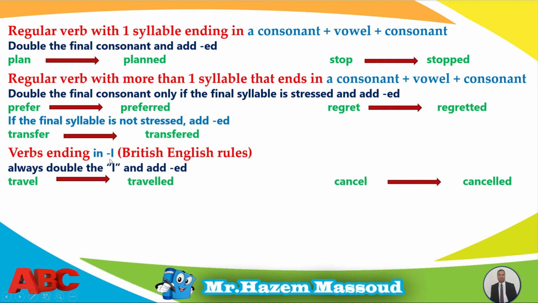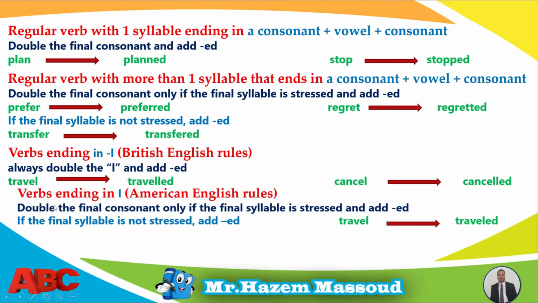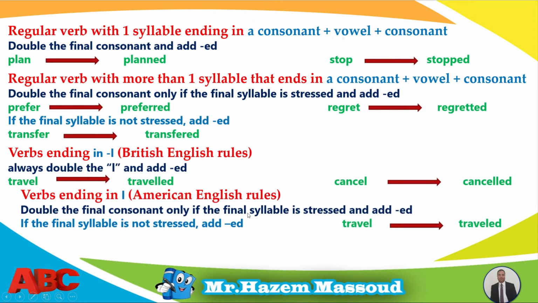For verbs ending in the letter L, in British English rules, always double the letter L and add ed. Travel, travelled, cancel, cancelled. And in American rules, I double the final consonant only if the final syllable is stressed and add ed. If the final syllable is not stressed, only add ed. For example, travel, traveled.